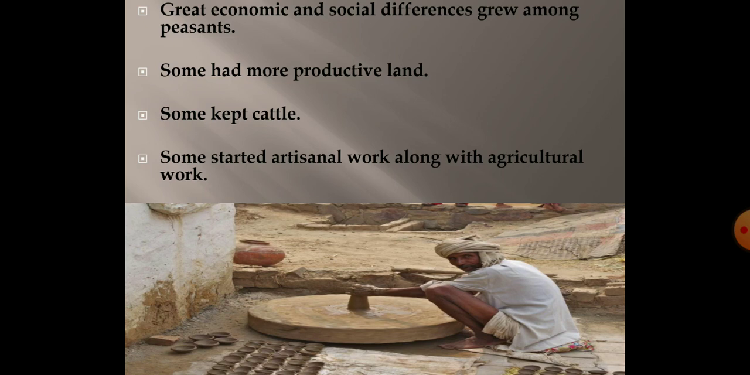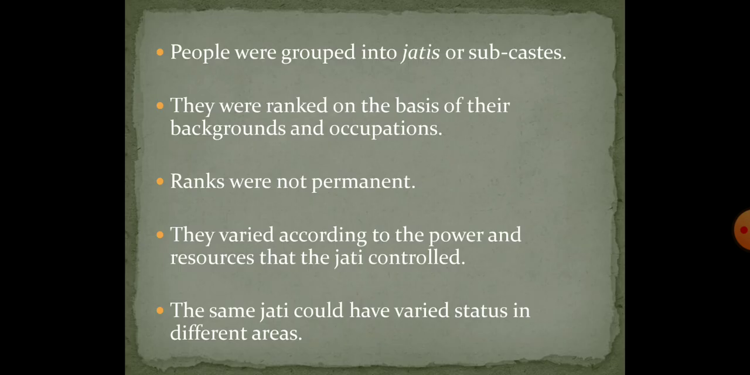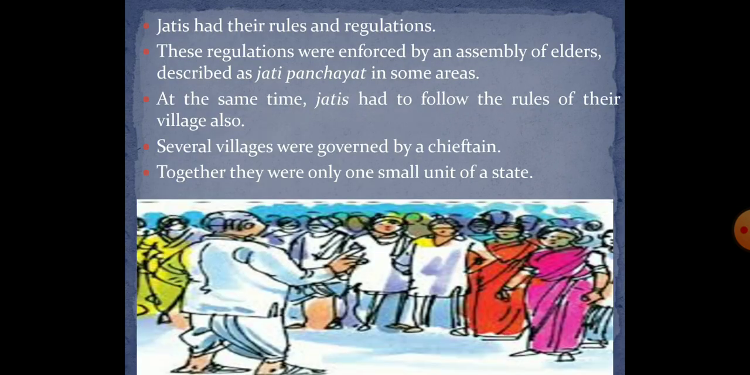Some had more productive land, some kept cattle, and some started artisanal work along with agricultural work. Now, people were grouped into jatis or subcastes and ranked on the basis of their backgrounds and occupations. Ranks were not permanent, that means they kept changing and varied according to the power, influence, and resources that the members of the jati controlled. Here, the same jati could have varied status in different areas.